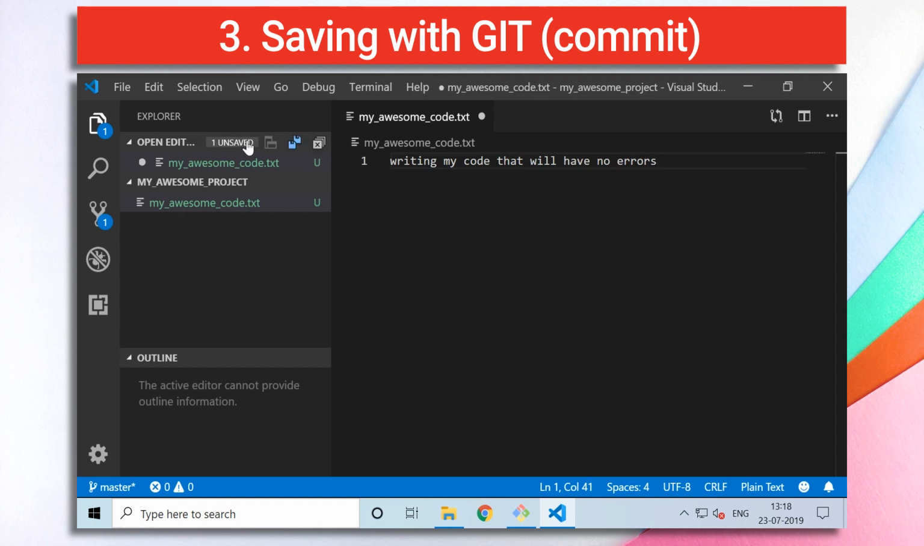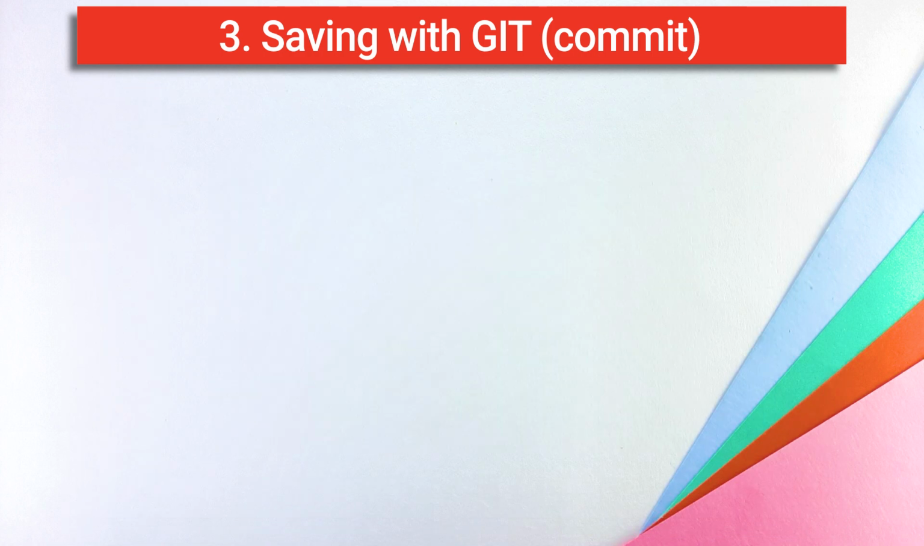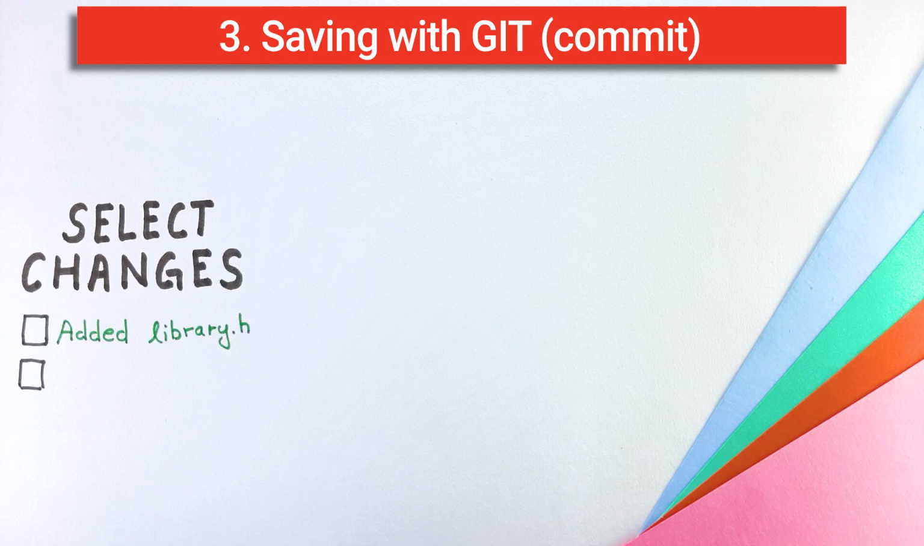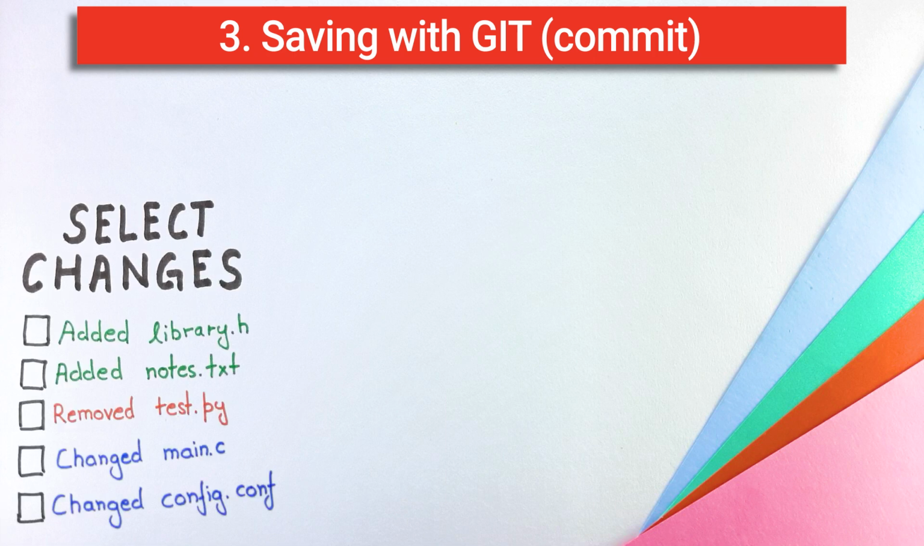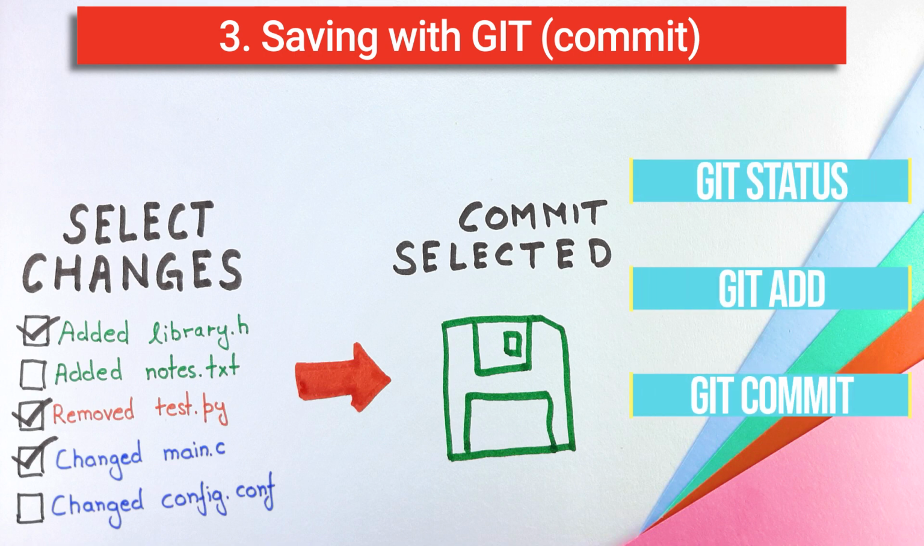When you have made the changes that you want and have saved the file, we are ready to use Git. Saving something with Git is a bit of an involved process. There are basically two steps: selecting the changes and then committing the selected changes. I'm gonna show you three commands that you'll use the most when you are using Git. These are status, add, and commit.